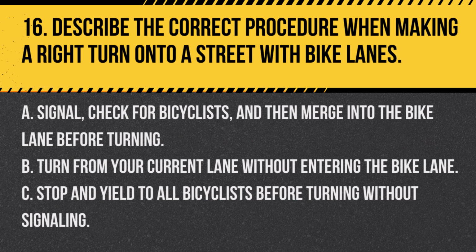Question 16. Describe the correct procedure when making a right turn onto a street with bike lanes. A. Signal, check for bicyclists, and then merge into the bike lane before turning. B. Turn from your current lane without entering the bike lane. C. Stop and yield to all bicyclists before turning without signaling. Answer A. Signal, check for bicyclists, and then merge into the bike lane before turning. Ensuring the bike lane is clear before merging minimizes risk to cyclists.